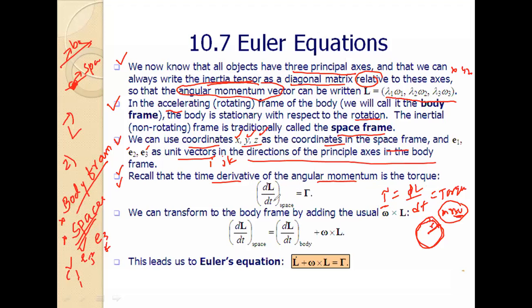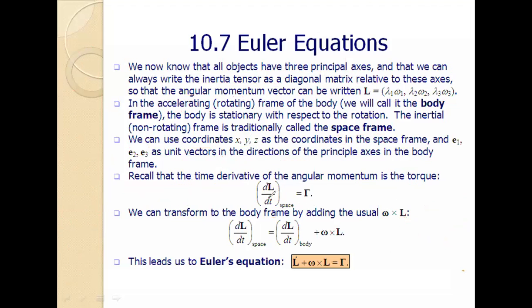This is the body. I am talking about the space frame. But we can transform this to the body frame also by adding the usual omega cross L. We proved that torque can also be defined as omega cross L. Did we prove this one? Yes sir. In the last class, the two definitions of torque: one is dL by dt, the other is omega cross L. I have proved before in the previous slide how this came, right?